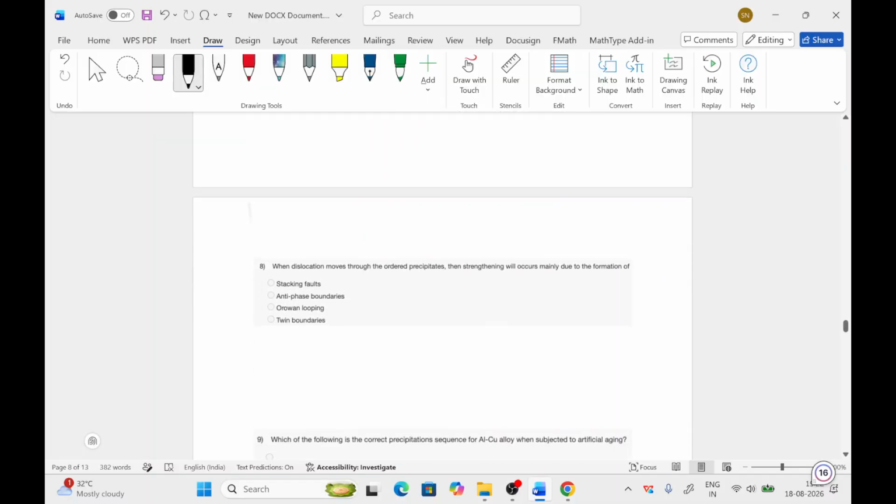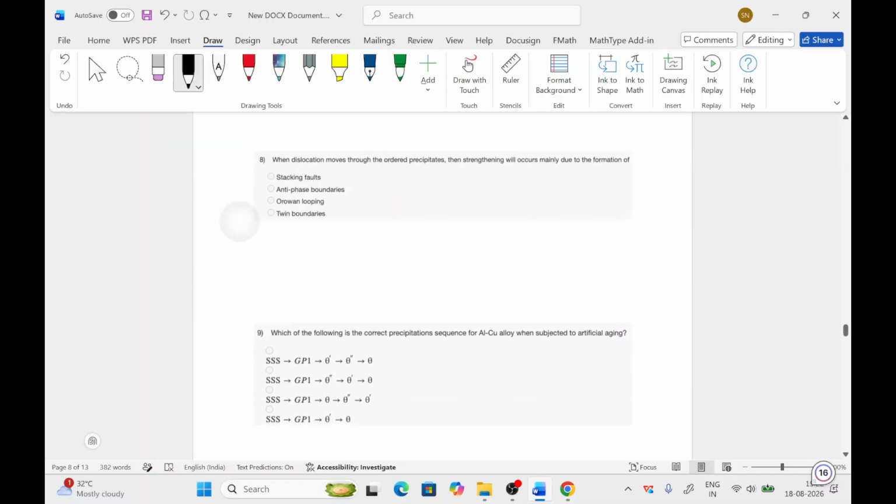Next question is, when a dislocation moves through ordered precipitates, then strengthening will occur mainly due to the formation of. So in an ordered precipitate, when a dislocation moves, it creates an antiphase boundary. So that antiphase boundary surface energy increases the strength of the material.